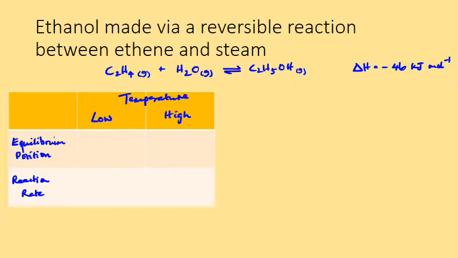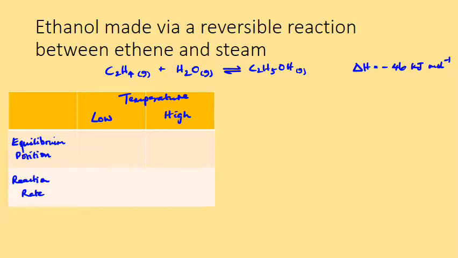Okay, so why might we be interested in the equilibrium position of this? Well, if we're interested in making ethanol, which is the product as written here, then really we want the equilibrium position to be as far to the right as possible, when we're using the raw materials, ethene and steam, and we want to convert those into ethanol. We want the yield, which is the amount of product you're making, to be as high as possible. That's what we want, and so that's why we're interested in the equilibrium position.